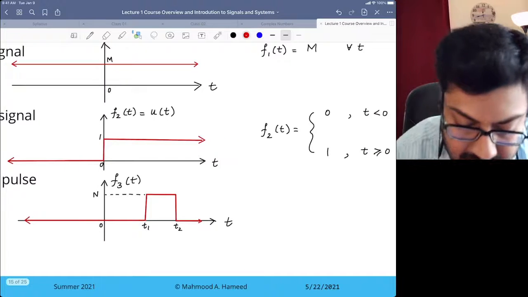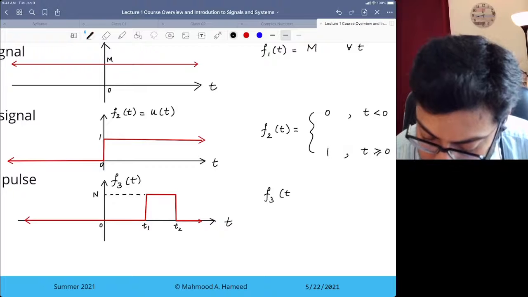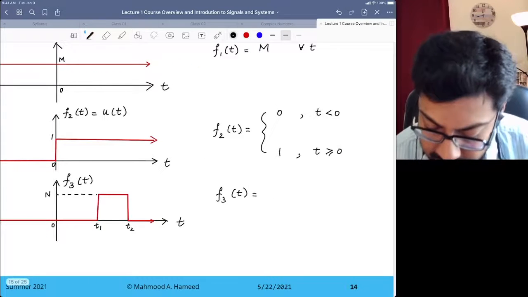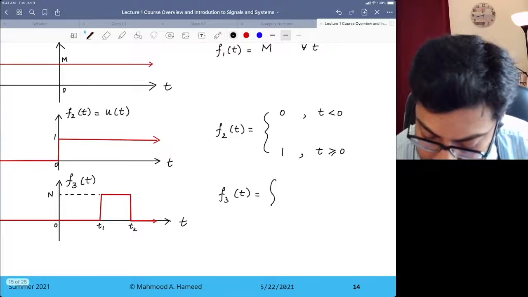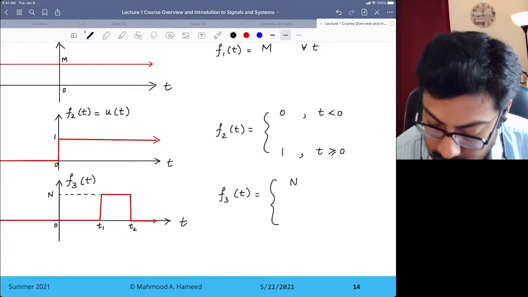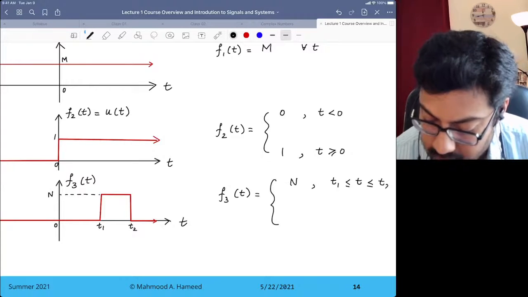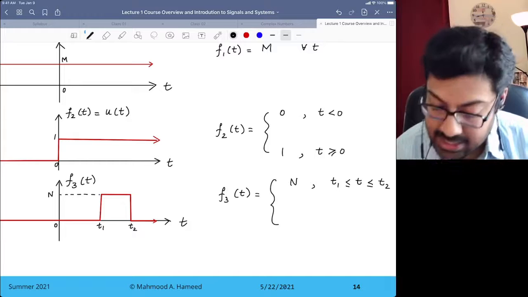So how do you express this? Well, again, bracket notation. What I can really do here is I can say it is n between t1 and t2, and then it is 0 otherwise.